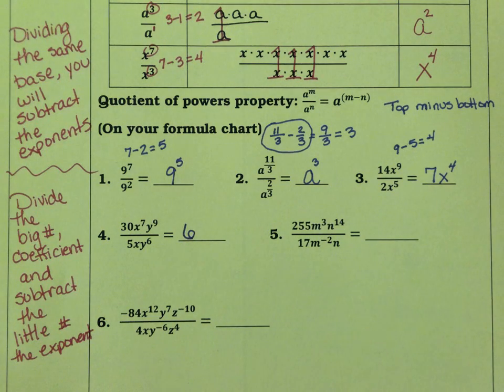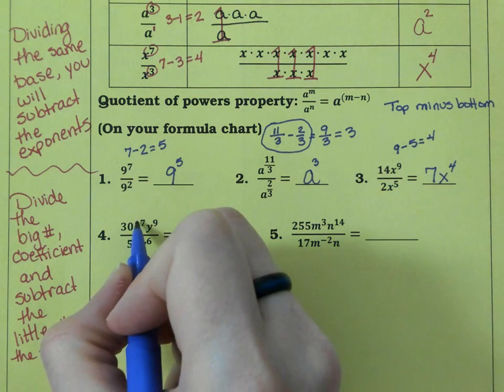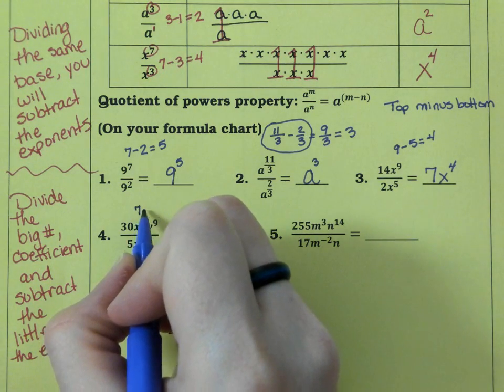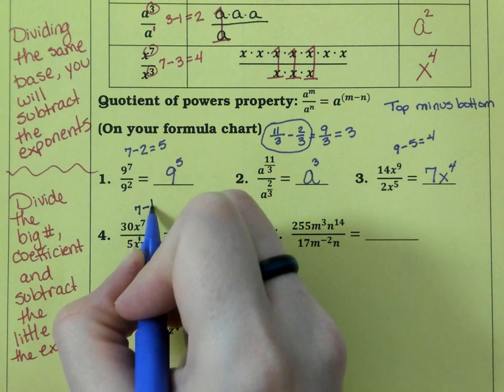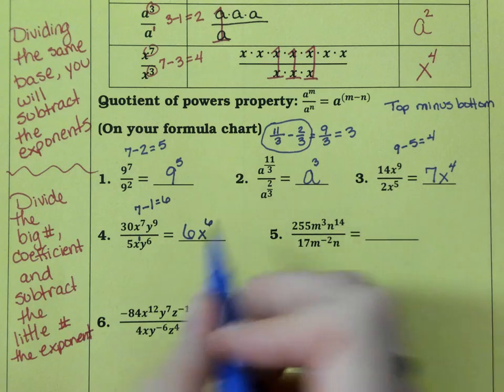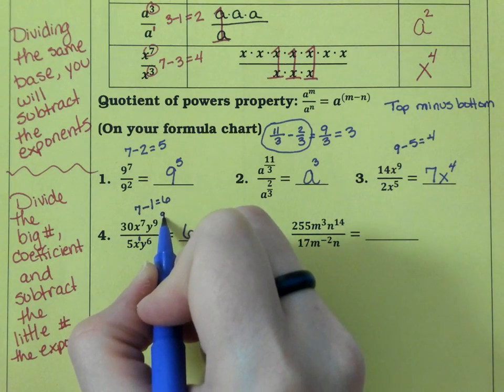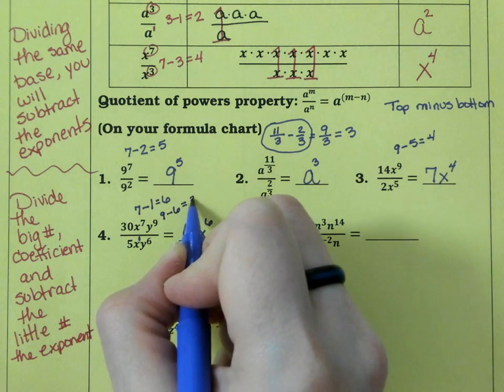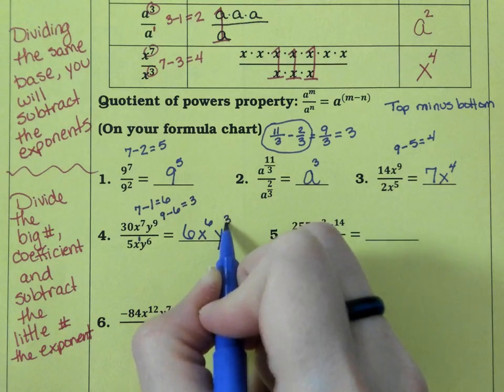And then I take my exponents and I subtract them, but I have to subtract the same base. So my x's are 7 minus an invisible 1 down here, which gives me 6. So I have x to the 6. And then my y is 9 minus 6, which is 3. So y cubed.